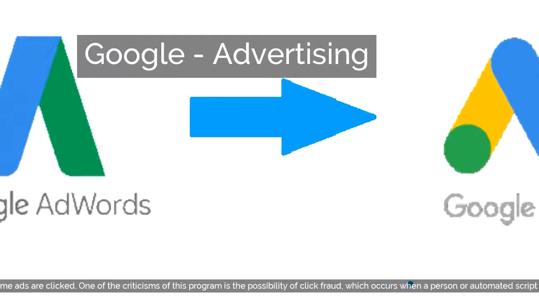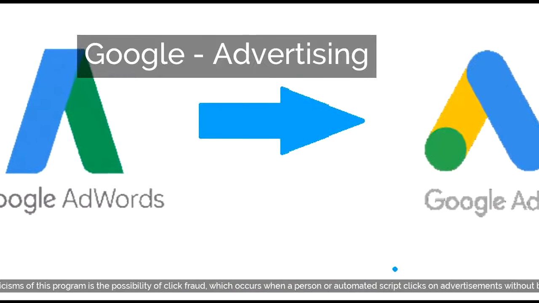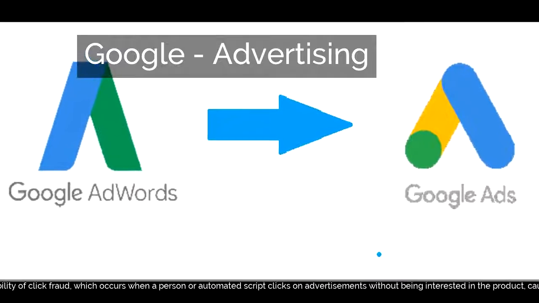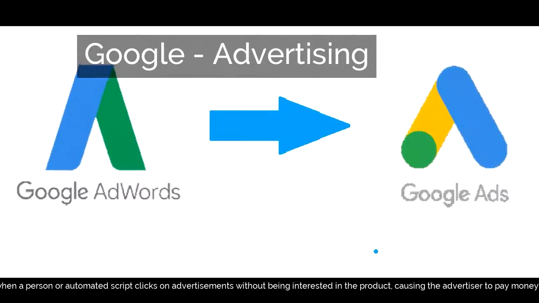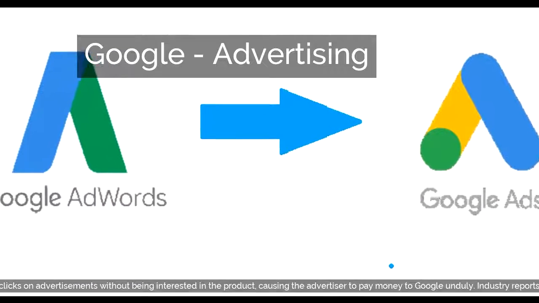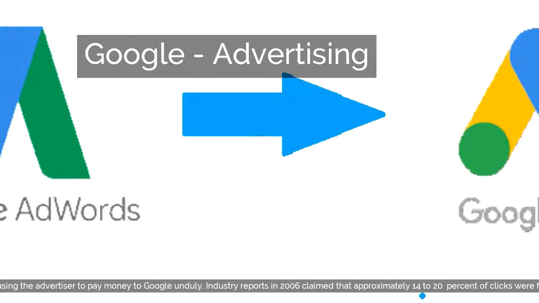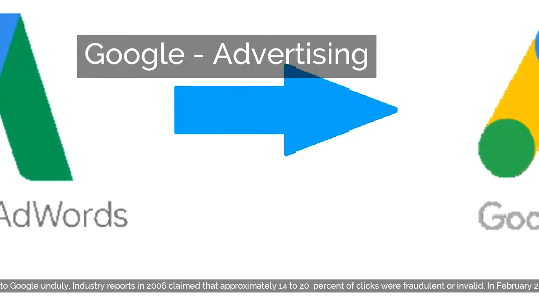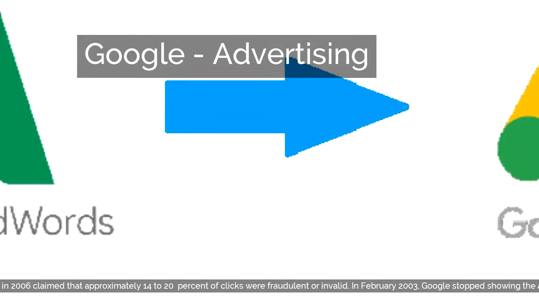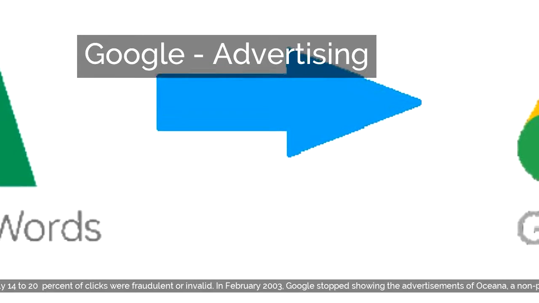ads are clicked. One of the criticisms of this program is the possibility of click fraud, which occurs when a person or automated script clicks on advertisements without being interested in the product, causing the advertiser to pay money to Google unduly. Industry reports in 2006 claimed that approximately 14 to 20% of clicks were fraudulent or invalid.